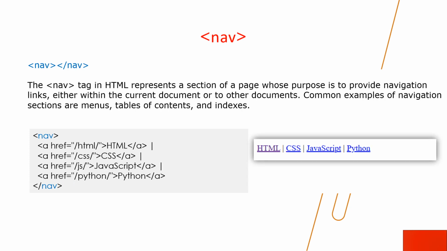The nav tag in HTML represents a section of a page whose purpose is to provide navigation links, either within the current document or to other documents. Common examples of navigation sections are menus, tables of contents, and indexes. In this example, this navigation bar has 4 links: HTML, CSS, JavaScript, and Python. When you click on one of these words, you would be taken to a different page on the same website. For example, clicking on JavaScript would take you to the JS page.